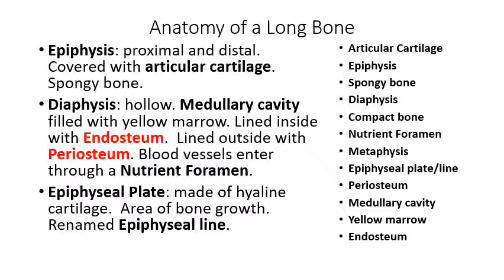At the proximal and distal end of every long bone, you have a structure called an epiphysis. The epiphysis is the bulgy part at both ends of a long bone, and it is usually covered with cartilage that's referred to as articular cartilage. And the bone the epiphysis is made of is spongy bone. Now, articular cartilage, what does the word articular mean again?